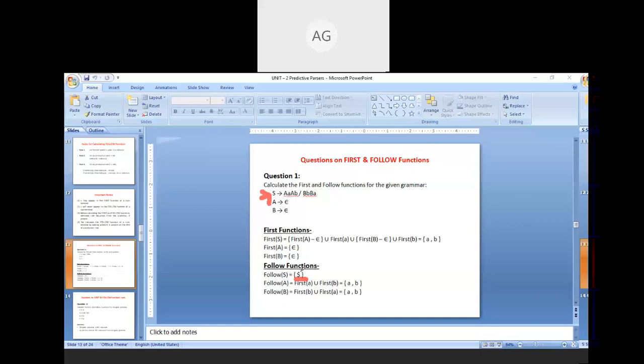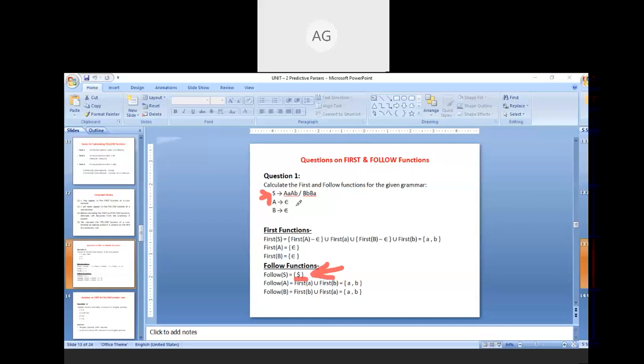So put dollar in the follow of the starting symbol. So follow of S contains the dollar. This is very important. You need to always remember to put dollar in the follow of the starting symbol. So from rule number 1 of the follow function, you can write this.